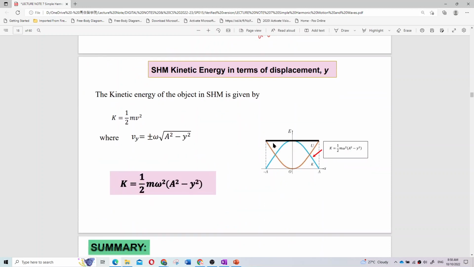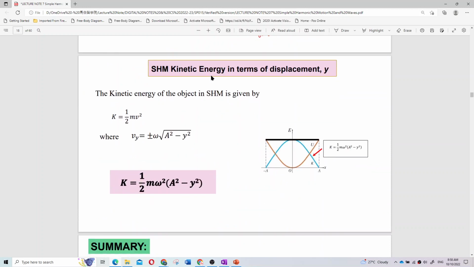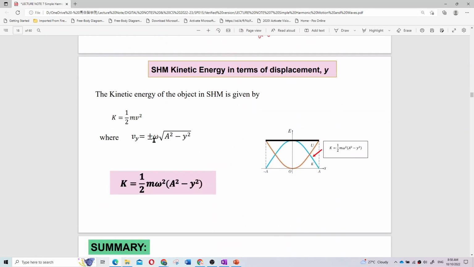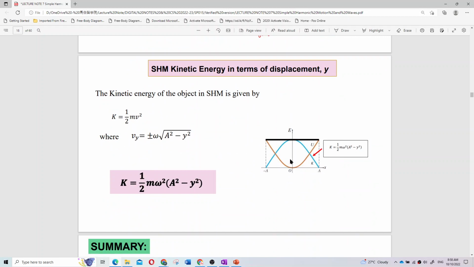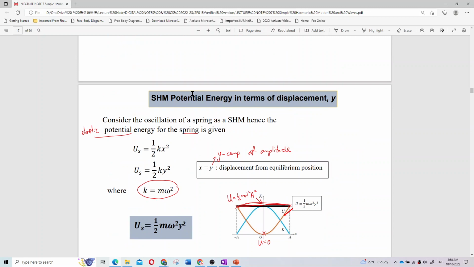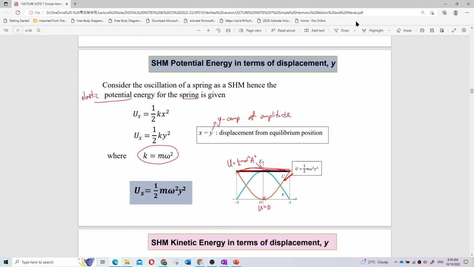Okay, now I want to talk about kinetic energy. It is actually derived in a way that is also very similar. Look carefully. Just now we already got potential energy: this is the equation of potential energy versus displacement, the potential energy of the spring.